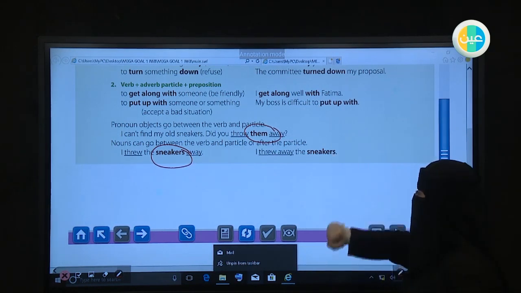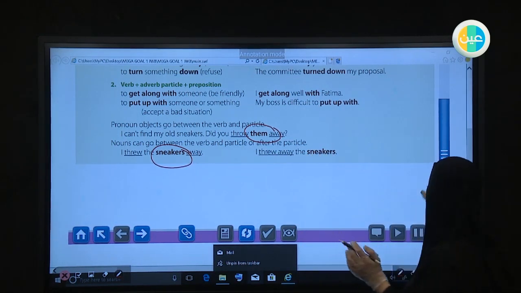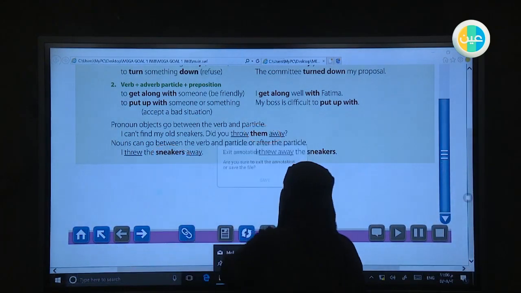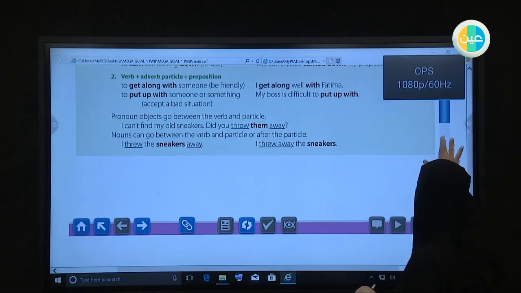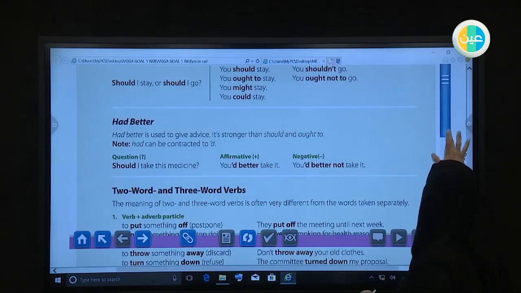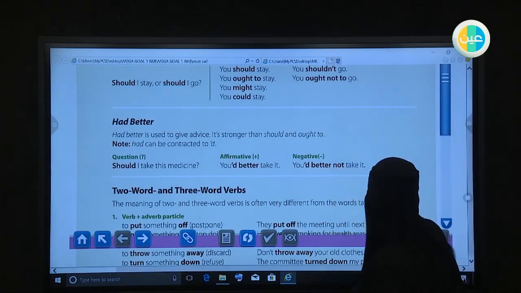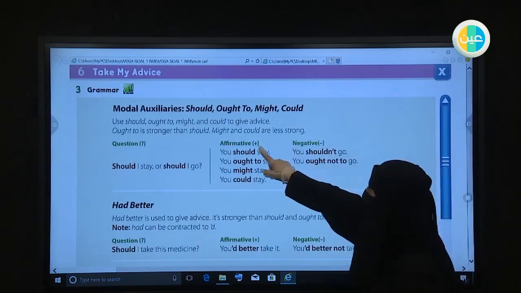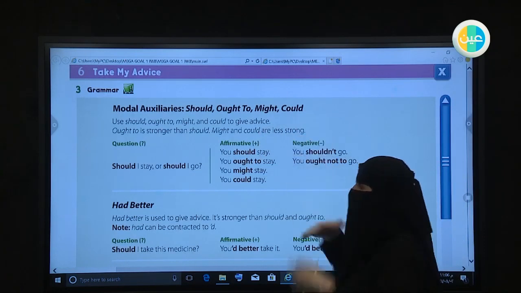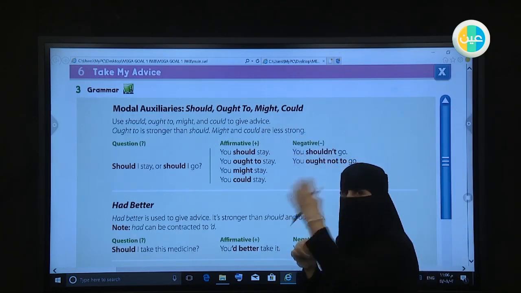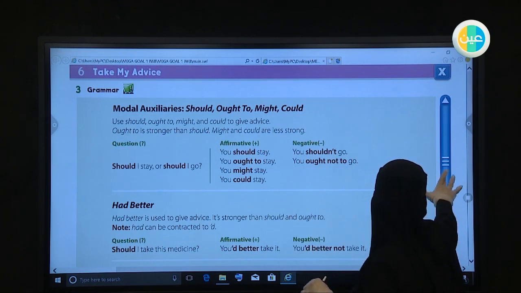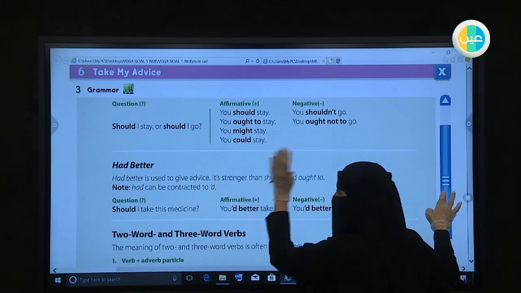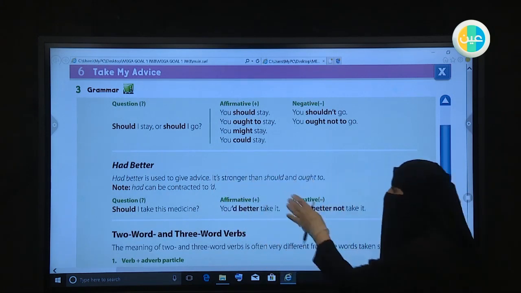Okay, this is the first section of our lesson today. Let me make a quick revision about that. I will go back to check what we have before we complete our lesson today. So they're talking about modal auxiliaries: should, ought to, might, and could, and the strongest of them, and we rearranged it together. After that, they give us had better, and we said that this is stronger than ought to and should.